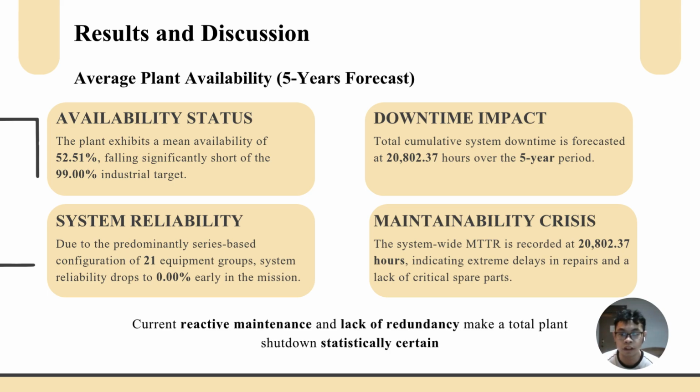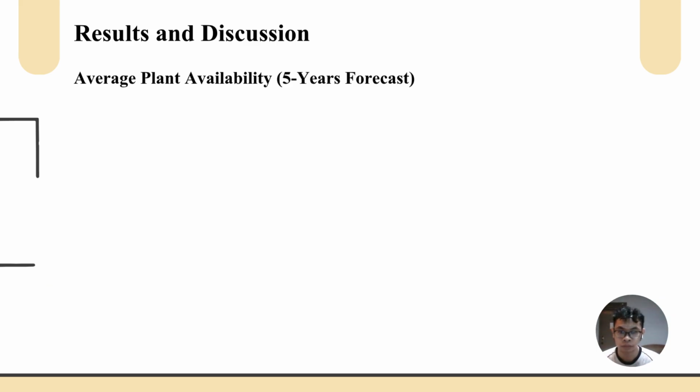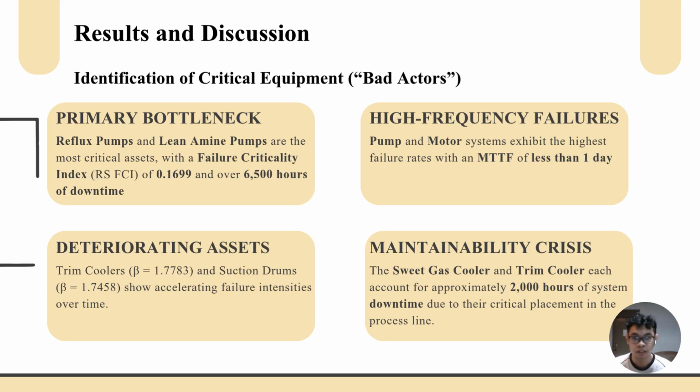Furthermore, the plant is predominantly a series configured system. The overall reliability effectively drops to 0% early in the operating cycle. To put it simply, our current reactive maintenance strategy with zero preventive maintenance hours makes a total plant shutdown a statistical certainty. And this is the table that shows the values mentioned. Moving on to the next section.